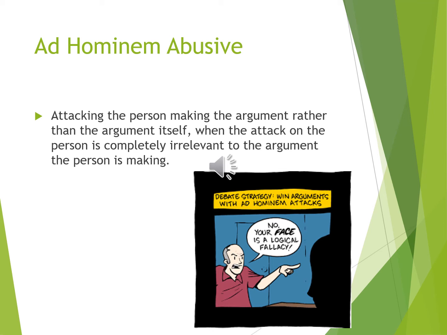So the idea here is you commit the fallacy of ad hominem abusive when you say something like, well, you're a silly person, so therefore your argument is silly, or you're an uninformed person, therefore your argument is uninformed. So we go from the person to the argument, and that's when we commit this fallacy.